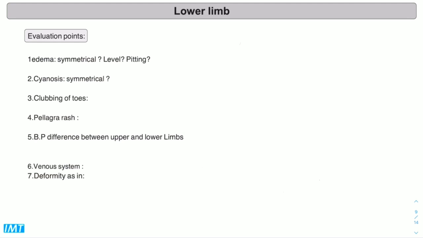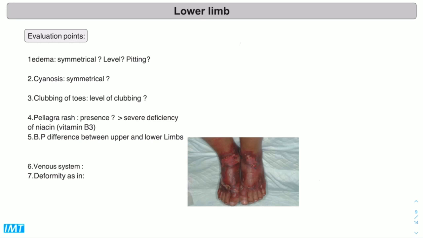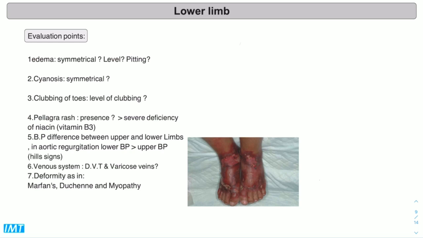it's pitting or non-pitting. We check the cyanosis, if it's symmetrical or on one side. We check the clubbing of the toes, the level of the clubbing, and the presence of the pellagra rash, which suggests severe deficiency of niacin or vitamin B3, as you can see here. Next, we talk about blood pressure differences between the upper and lower limbs. In aortic regurgitation, the lower limb blood pressure is much higher than the upper blood pressure, the so-called Hill's sign. We assess the venous system, if there is deep venous thrombosis or thrombophlebitis signs, varicose veins. We assess if there is deformity, as in Marfan's, Duchenne, and other myopathies.